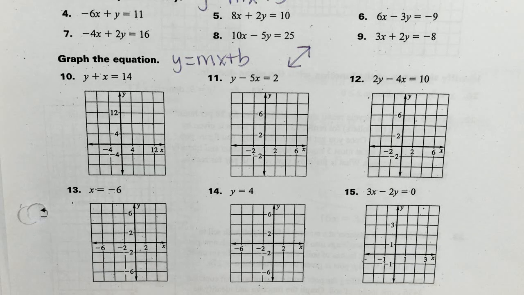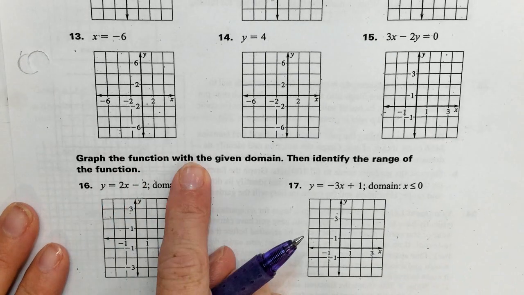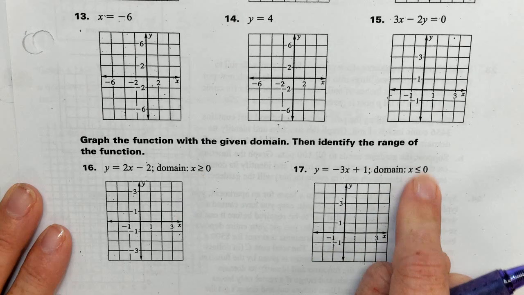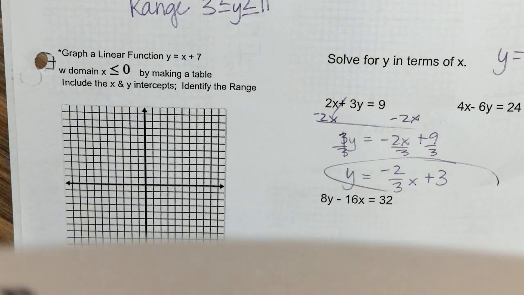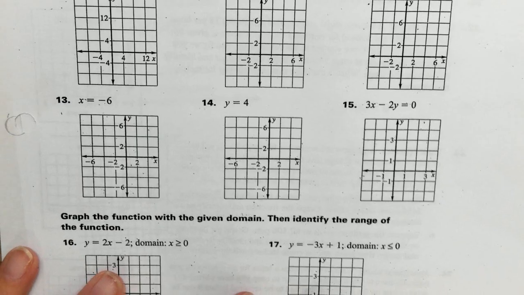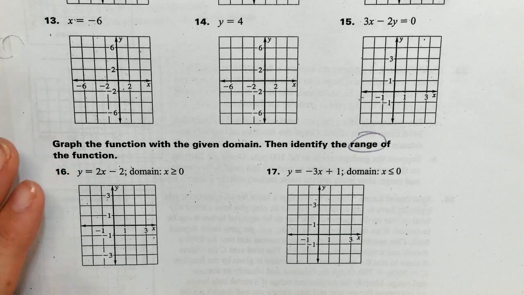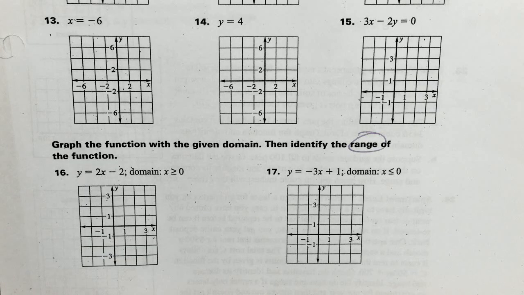Yes? For 16 through 19, it says graph the function given the domain. So this is going to be a ray, this is going to be a ray. They're all rays. Make sure you graph it. It's a ray, all of them are rays. And identify the range. Okay?